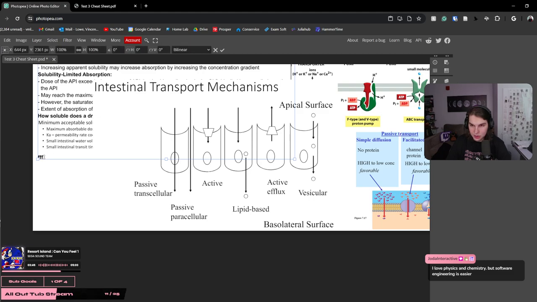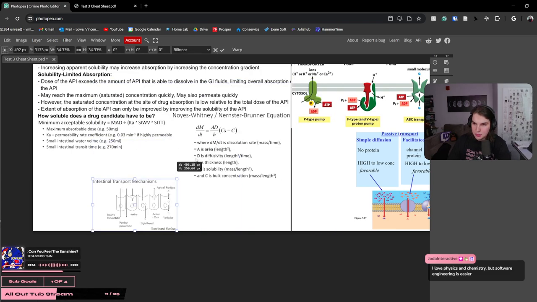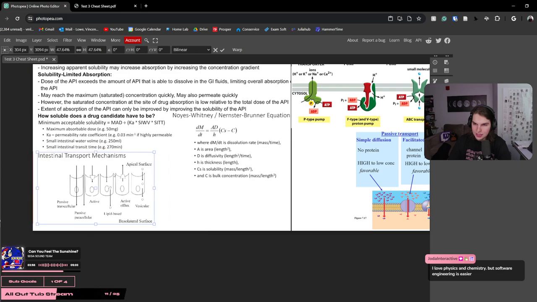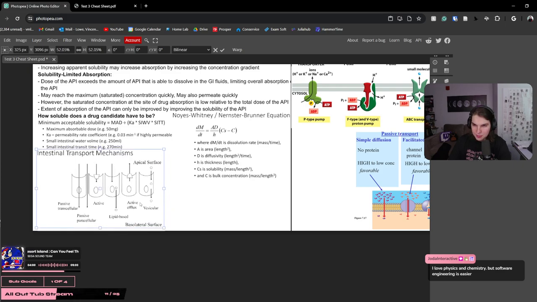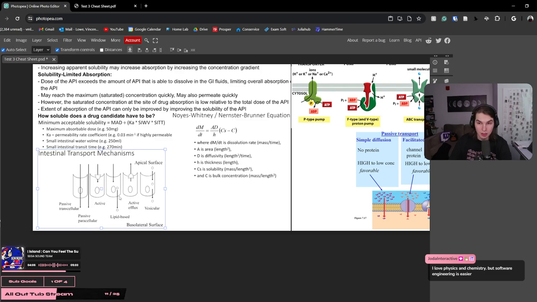I love physics and chemistry, but software engineering is easier. It very much is. I am in this weird area where it's physics, bio, physics, and chem all at once. Because it's biology, it's computer science, and all of that. It's chemistry. It's fun, though. I enjoy it. It's tiring, don't get me wrong. It's work. What do you expect, right?